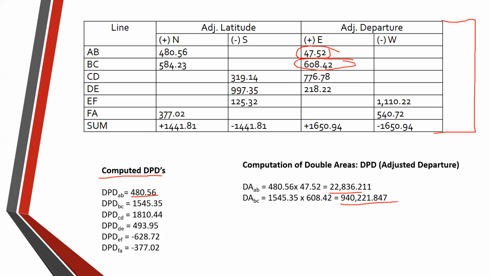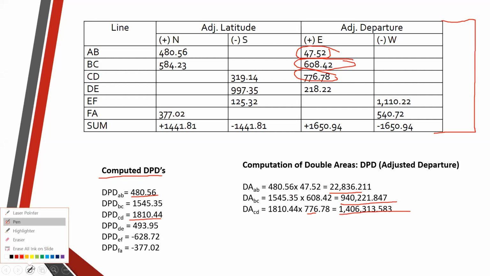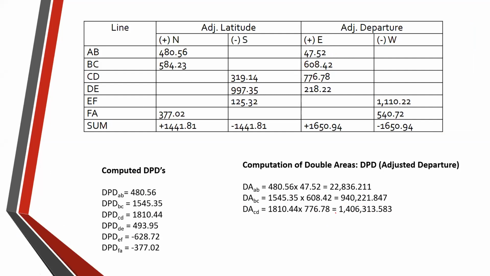940,221.847. Next, we have the double area of the CD. DPD ng CD, 1,810.44 times 776.78, and meron tayong 1,406,313.583. Tama po ba to? Yes po. Yes, thank you.